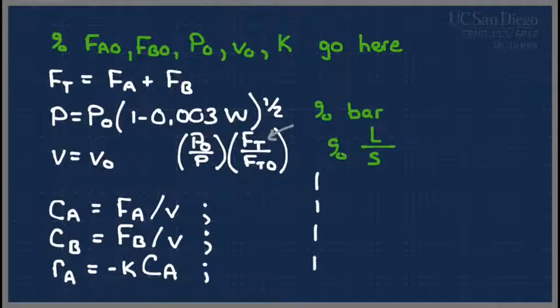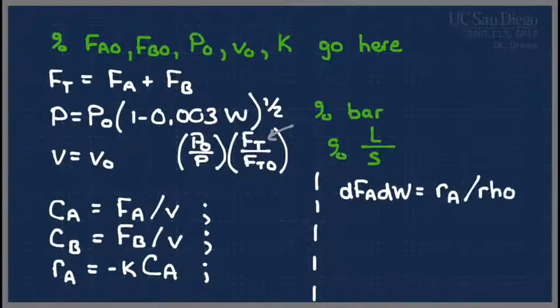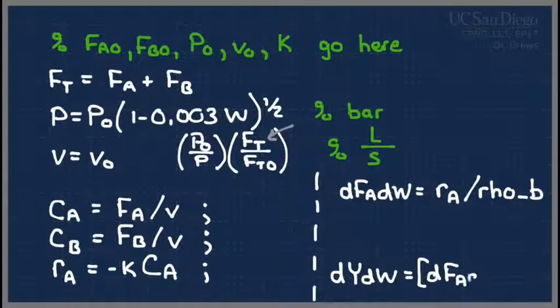I'm just going to draw a dotted line over here. The remaining lines that you have would look something like dFA dW would be RA divided by rho bed. And then when you're all done, you have to accumulate all of these as you would with a multi-reaction system for a batch reactor. So this would look like dFA dW, followed by whatever else you happen to have.